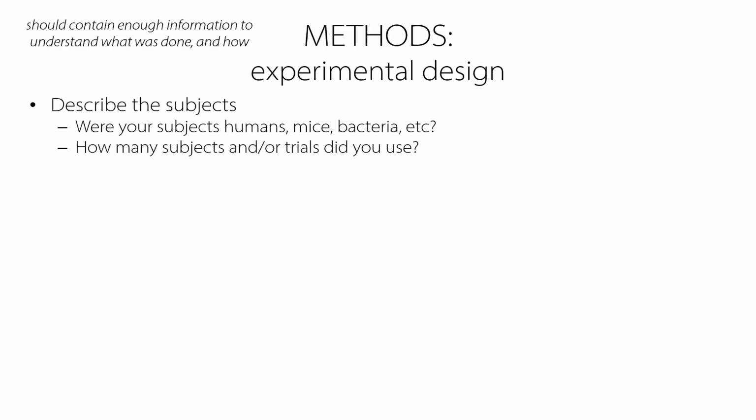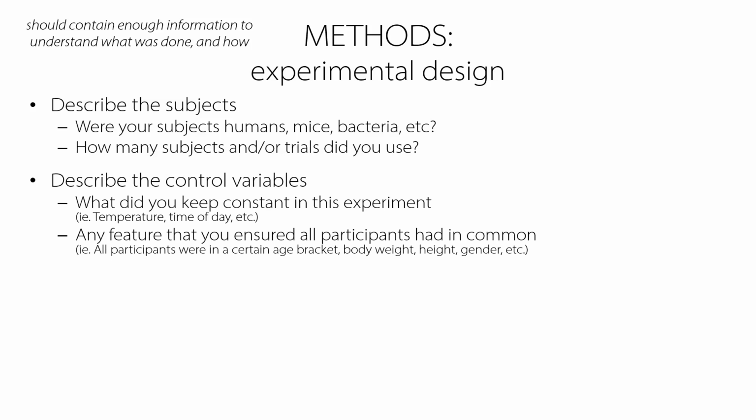Next is methods. This is where you describe the protocol or the experimental design that you followed. You should have enough information that the reader understands exactly what was done and how it was done. You should describe whatever subjects were involved in this experiment, whether those subjects were human, mice, bacteria, cells, plants, or something else.